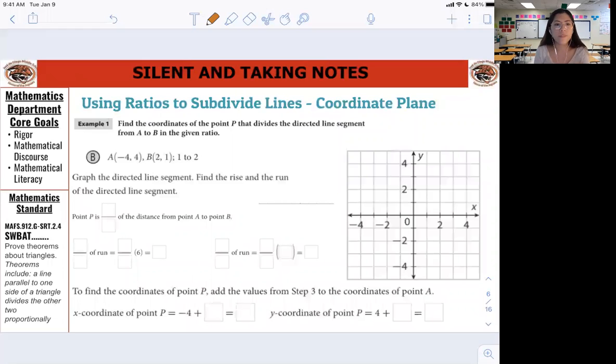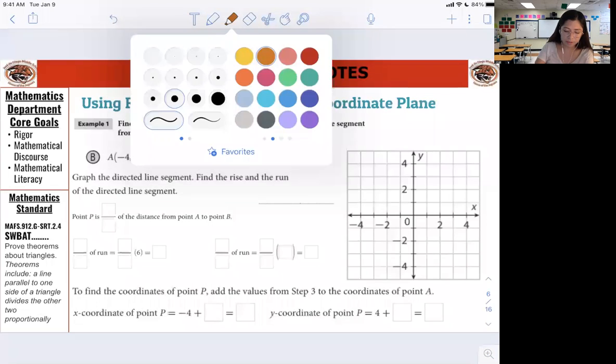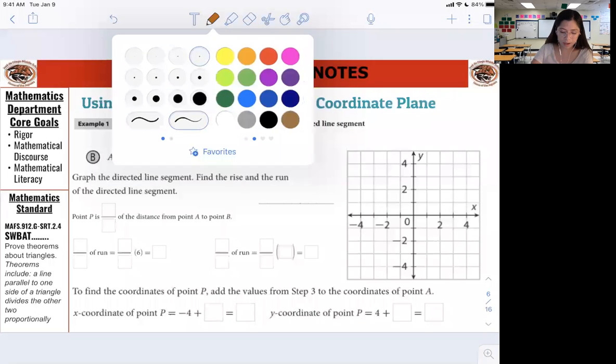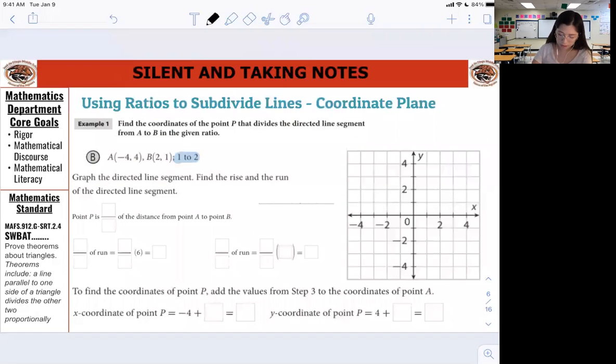So here we go. This is telling me I'm going to make a line segment from A to B, and it's going to be subdivided using the ratio of 1 to 2. So that's my ratio, 1 to 2. First, I'm just going to plot A and B into my graph. So (-4, 4), there's A, and (2, 1), there's B.